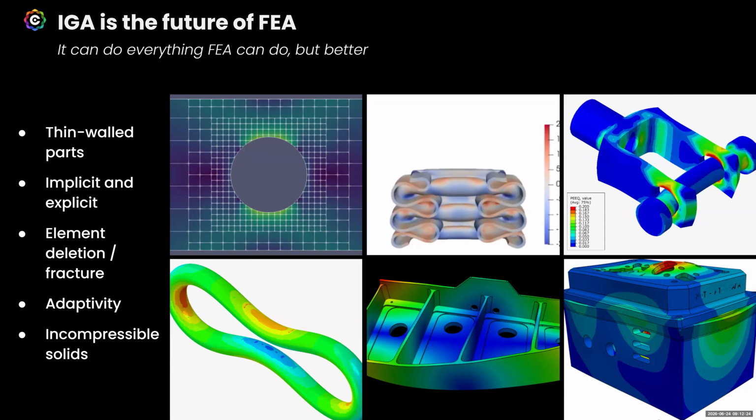Included along there are local refinement and adaptivity, element deletion and fracture, explicit dynamics, as well as implicit static and dynamic. There's really anything you can do in traditional FEA, you can do in IGA, because IGA is a finite element method. And so it's just a matter of implementation.